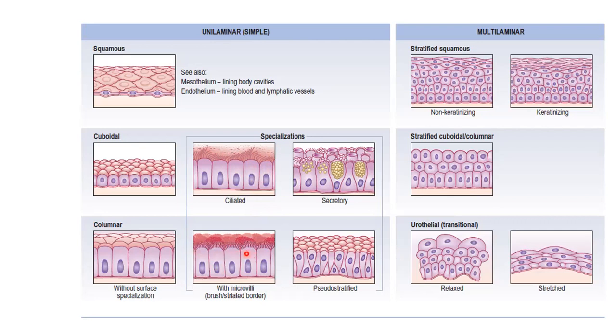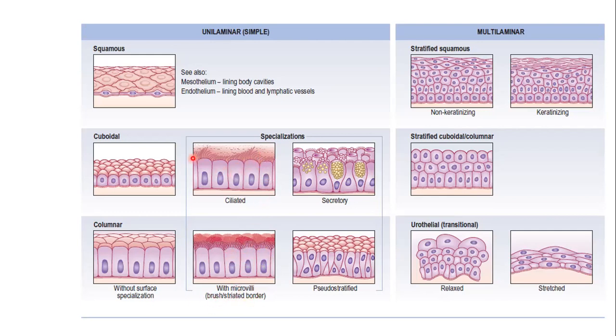Then we have microvilli, on the same columnar cells and cuboidal cells. They can have surface specialization known as microvilli. Microvilli is defined as finger-like projections. If you are seeing here, you see that these are thicker than cilia. So, what is the function of cilia and microvilli? Microvilli is also known as brush border or striated border.